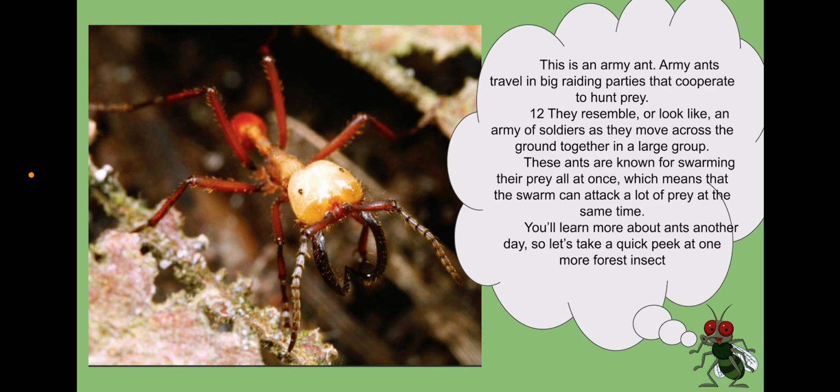This is an army ant. Army ants travel in big raiding parties that cooperate to hunt prey. They resemble, or look like, an army of soldiers as they move across the ground together in a large group. These ants are known for swarming their prey all at once, which means the swarm can attack a lot of the prey at the same time. You'll learn more about ants another day, so let's take a quick peek at one more forest insect.